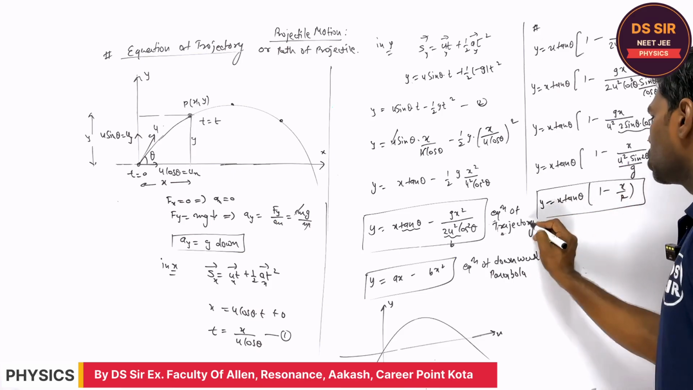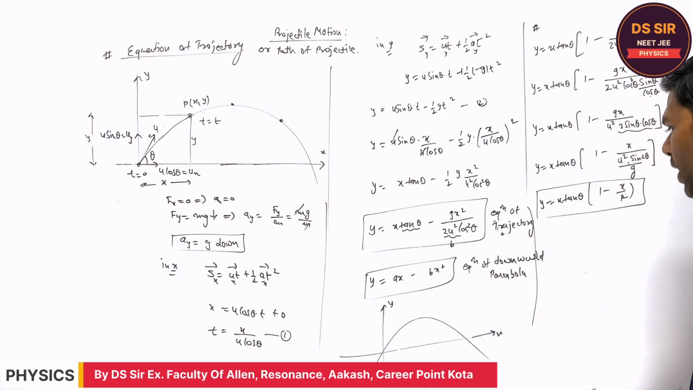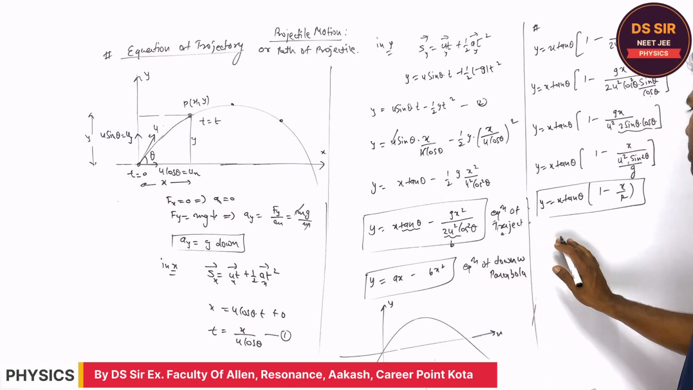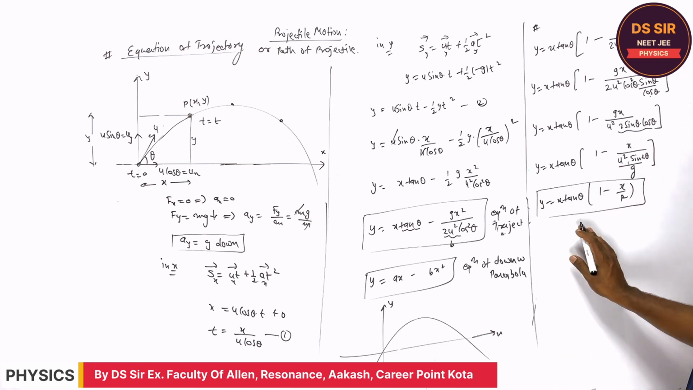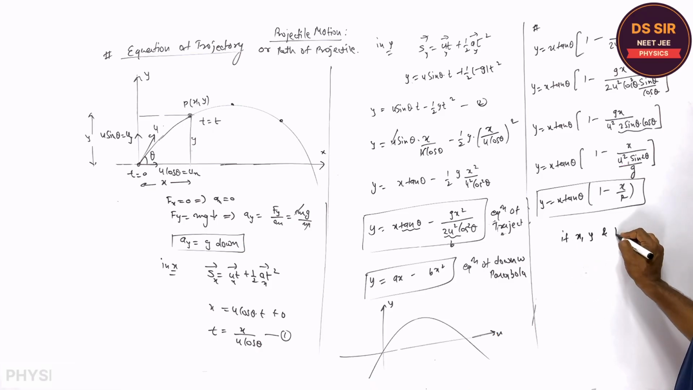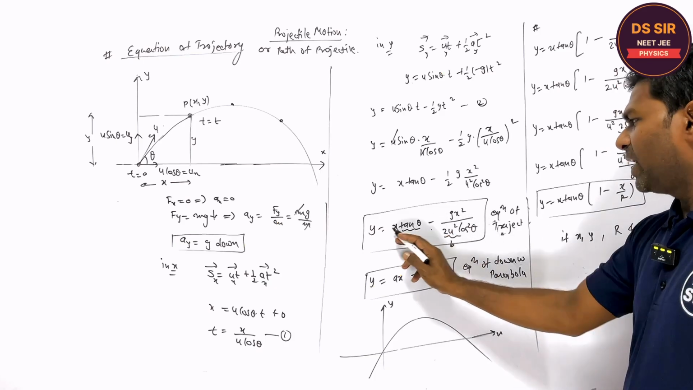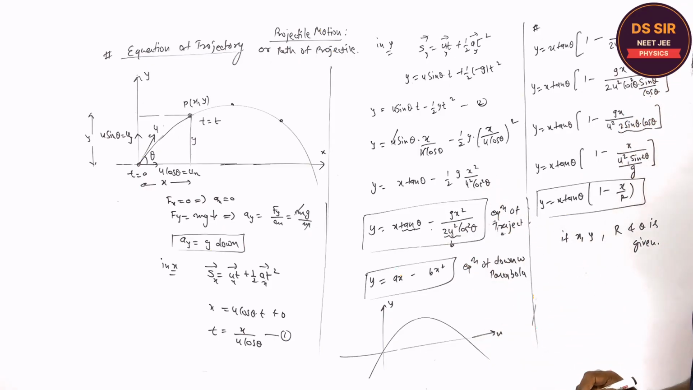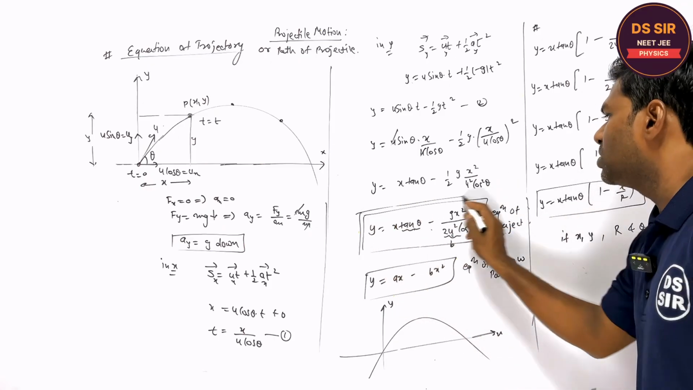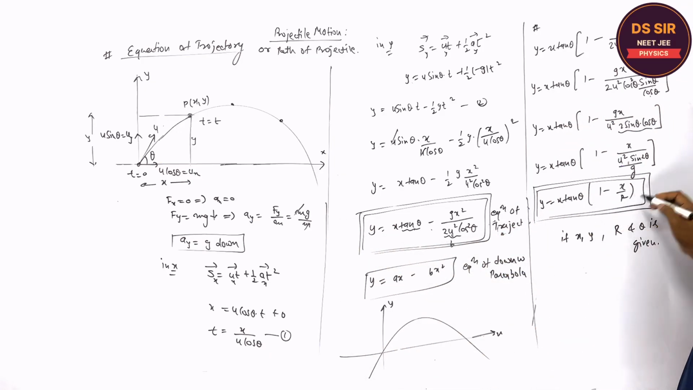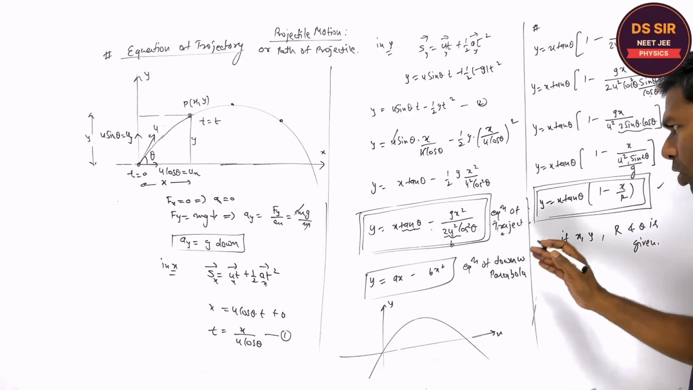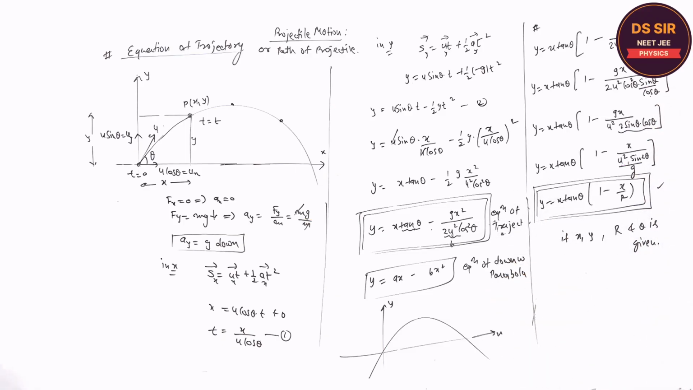Is it clear or not? So this is another way to write the equation of trajectory: y is equal to x tan theta, 1 minus x upon R. When will it be used? If x, y and range and theta are given. The other is used when x, y and u are given, u being the initial velocity. So sometimes this equation of trajectory is used to solve the question, sometimes that equation of trajectory we will use to solve the question. Copy this and let's see some examples.